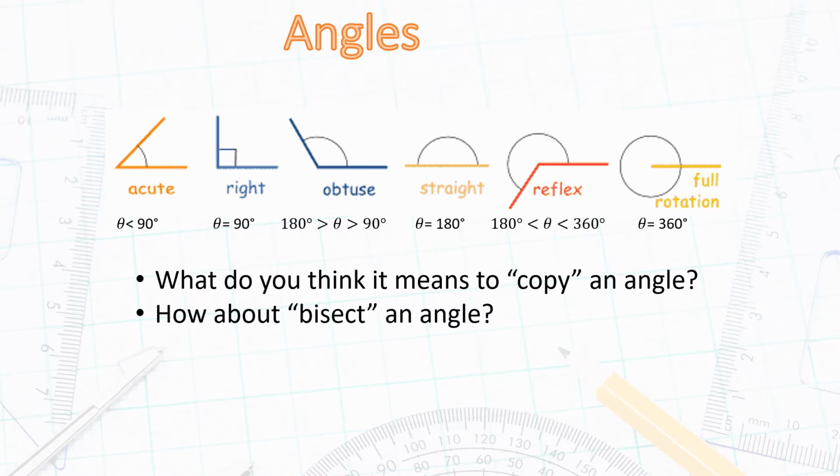So if I ask you, what does it mean to copy an angle? That means that we are going to create another angle with the exact same angle measure, so that's the size of the angle, somewhere else. So we're copying the measure of an angle. And then to bisect an angle, you might remember from before, bisect means to cut in half. So to bisect an angle means we're going to divide an angle into two equal angles.